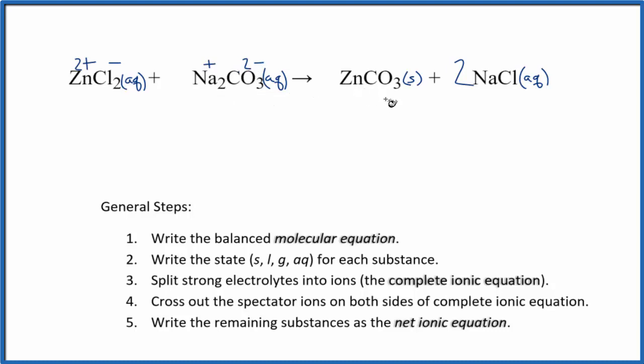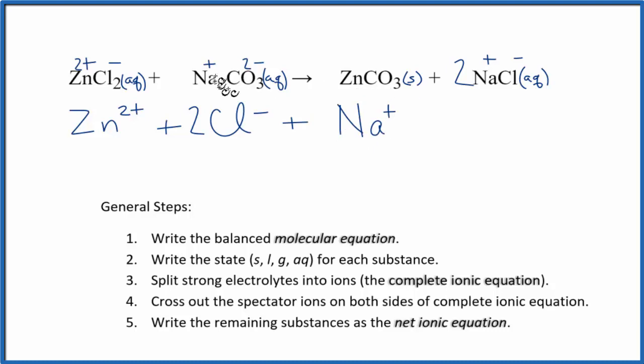Zinc carbonate, we're not going to split up into its ions. Then we add positive for the sodium, the chloride ion is negative. So we have the ionic charges, now we can split them up. Zinc Zn2+, and I won't write aqueous each time, we'll do that at the end, plus the chloride ion, Cl-, and the 2 means we have 2 of those. Then we have sodium ion, Na+, and we have 2 sodium ions plus the carbonate ion, CO3 2-. So these are the reactants.